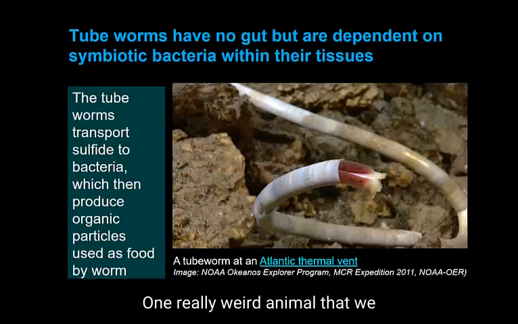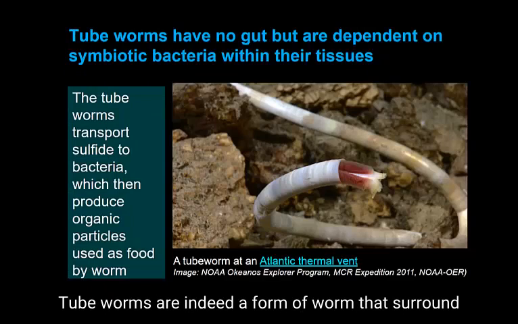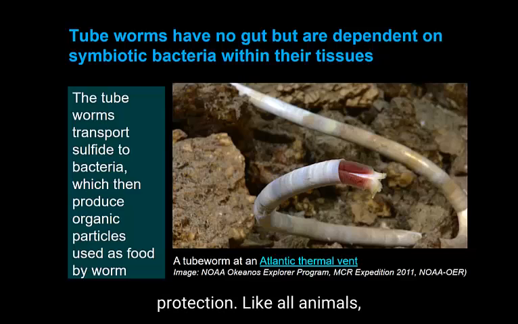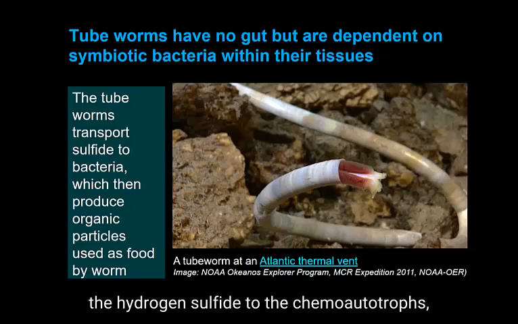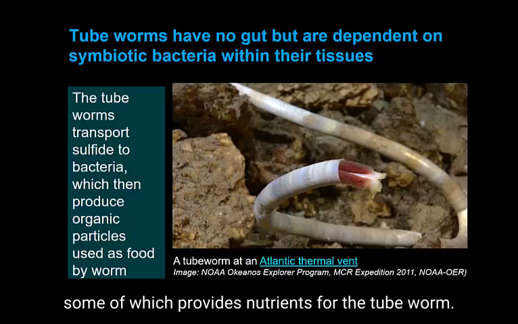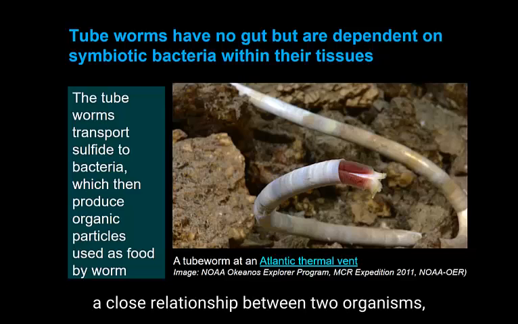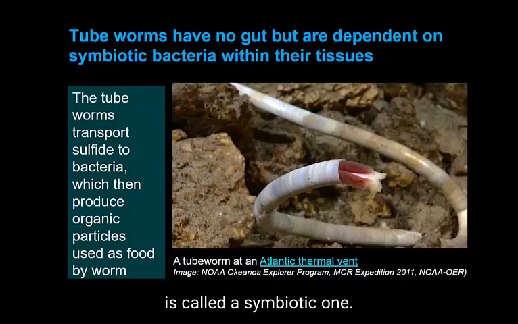One really weird animal that we often find in chemosynthetic supported marine communities is the tube worm. Tube worms are indeed a form of worm that surround themselves with a hardened tube for protection. Like all animals, they are heterotrophs, but they do not have a gut for digestion. Instead, they have chemoautotrophs living inside their tissues. They are able to take in and transport the hydrogen sulfide to the chemoautotrophs, which then produce organic carbon, some of which provides nutrients for the tube worm. A relationship like this, which represents a close relationship between two organisms, is called a symbiotic one.